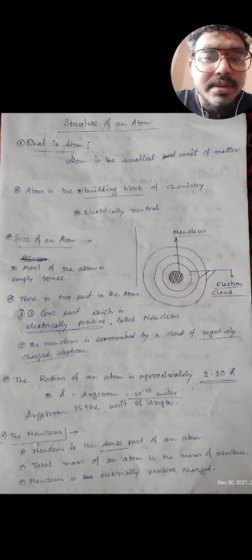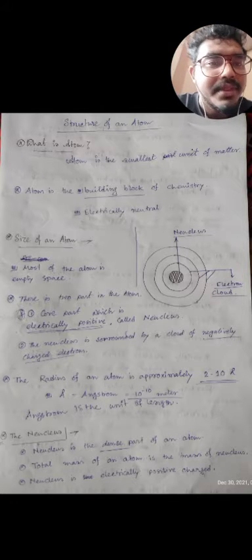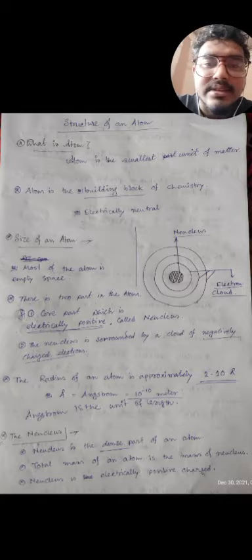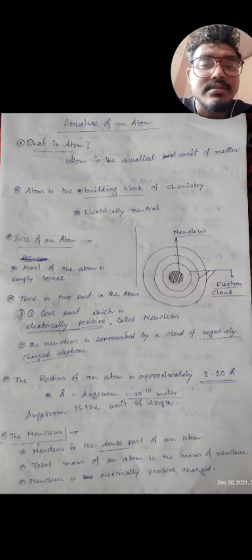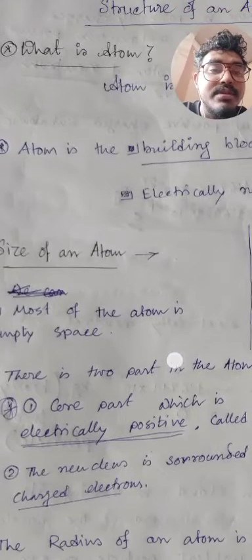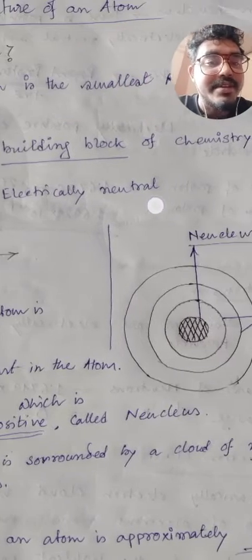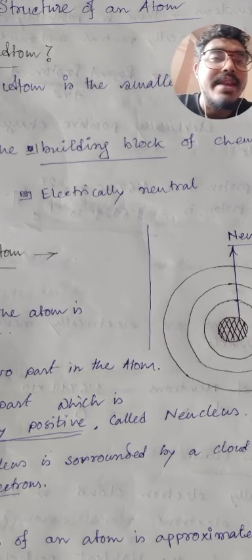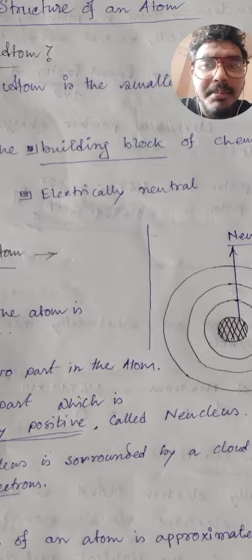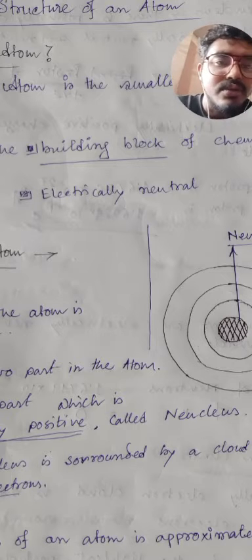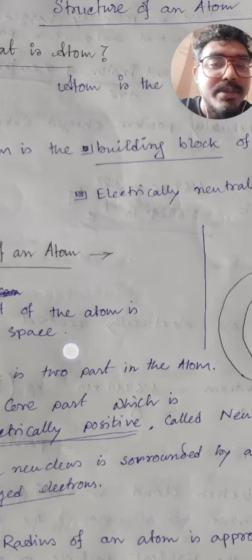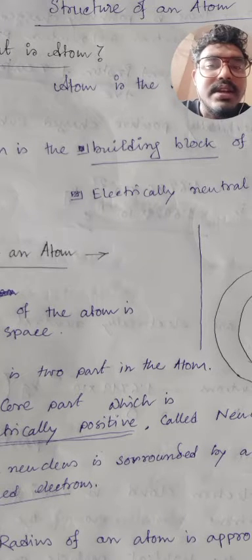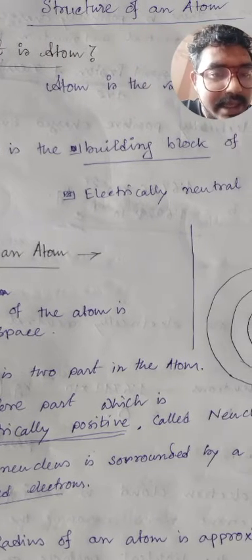The matter can be inorganic, organic, or anything. We can say that the atom is the building block of chemistry. We can solve any kind of problem, like making salt or making any compound, by using the atom or atomic structure. An atom is electrically neutral.